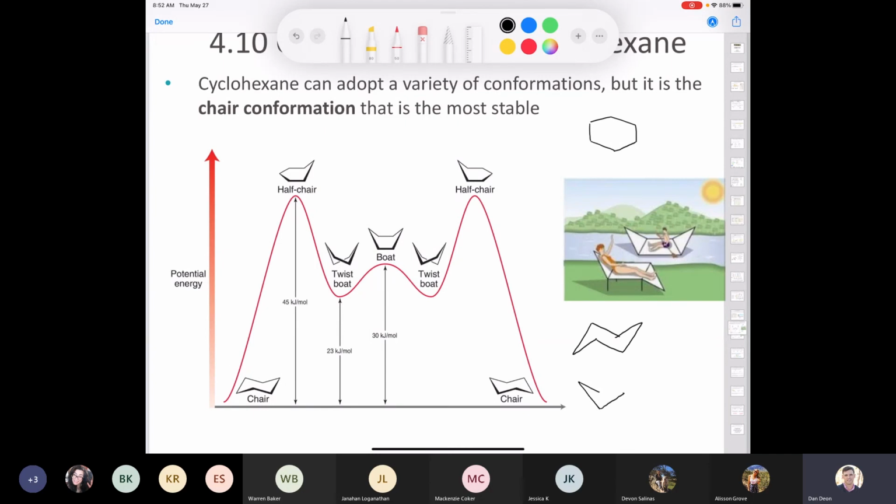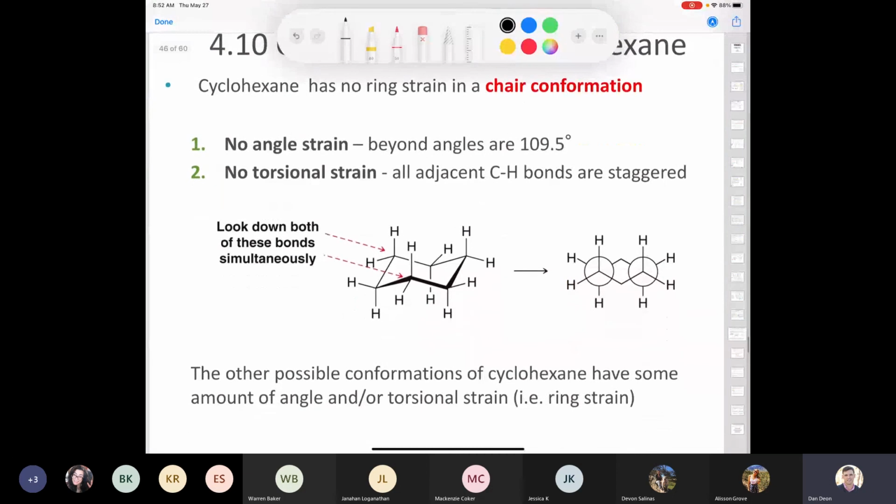If we flip it, it'll look like this, and that's the best I can do at the moment. Okay, there you go. So again, the reason why cyclohexane is such a special molecule in organic chemistry is because it's the only cycloalkane that has no ring strain in the chair conformation, right? Every bond angle is 109.5 degrees.